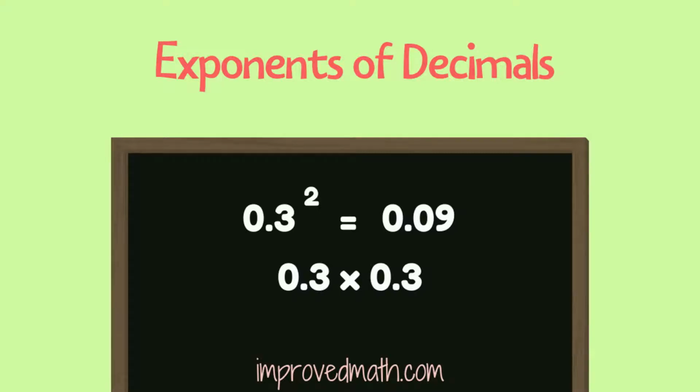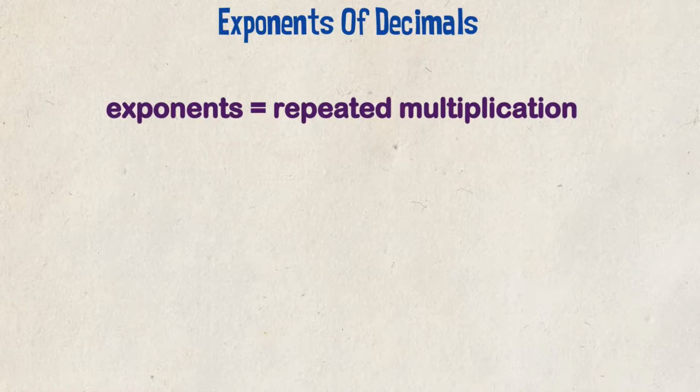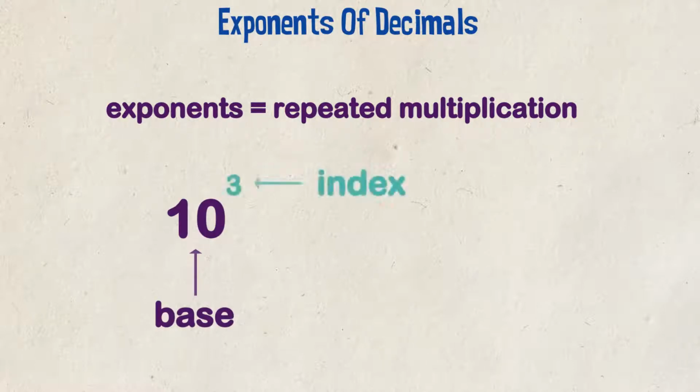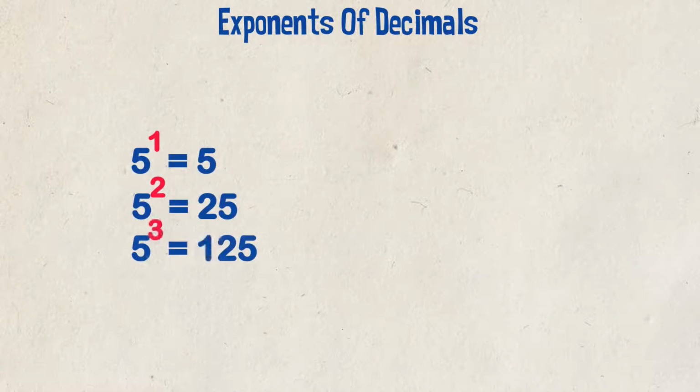So today we're going to take a look at how you solve for exponents with decimals. If you remember, exponents are a mathematical operation that involves the repeated multiplication of a number. The base tells us what number we're going to multiply, and the exponent index tells us how many times we're going to multiply it. If you watched my video on exponents before, you know that we have looked at solving for exponents and whole numbers. The more you multiply a whole number by itself, the bigger the resulting number will be.